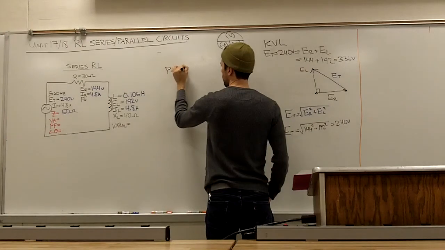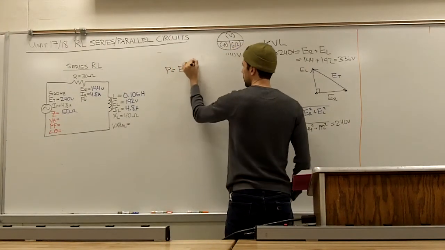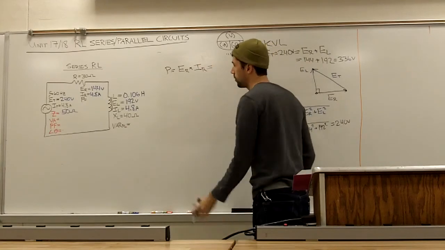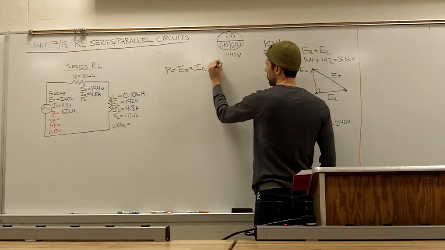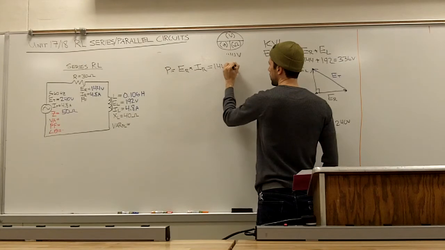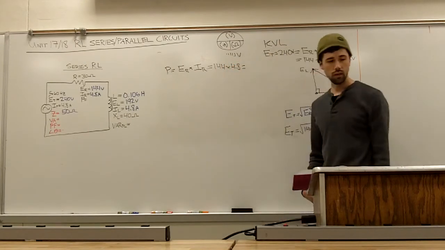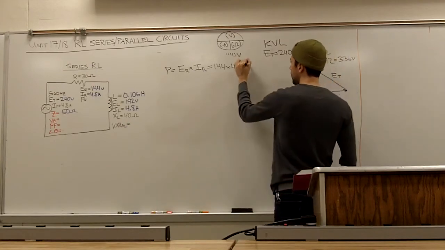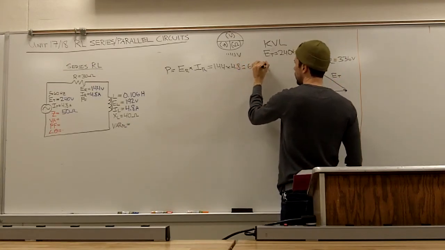simply the voltage times the current of the resistor, so that's 144 volts times 4.8 amps, and that's going to give me a true power of 691.2 watts.